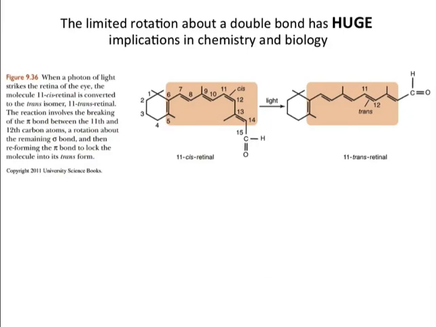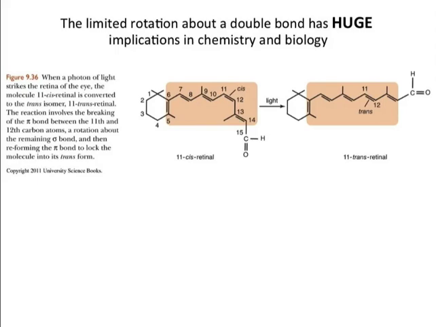So, this limited rotation around a double bond has huge implications all through chemistry and biology. You see, because of this. So you have in this molecule called retinal, which is in the retina of your eye and it helps you see, you have a double bond in here. And if that double bond is cis, then this molecule has one shape. And if this double bond is trans, then this molecule will have another shape.